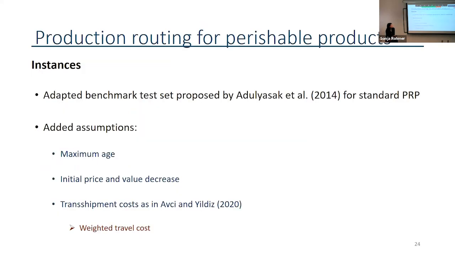So we tested this on some instances which have been adapted from the instances proposed by Adulyasak for the standard PRP. We added some assumptions so that we have a maximum age, an initial price and value decrease, and we added a transshipment cost, which is basically a sort of weighted travel cost that we consider.